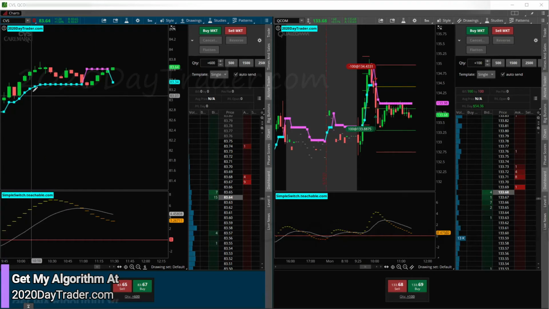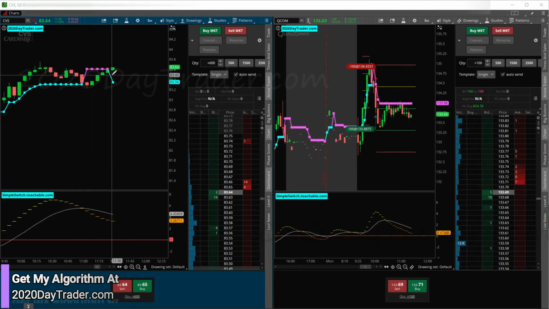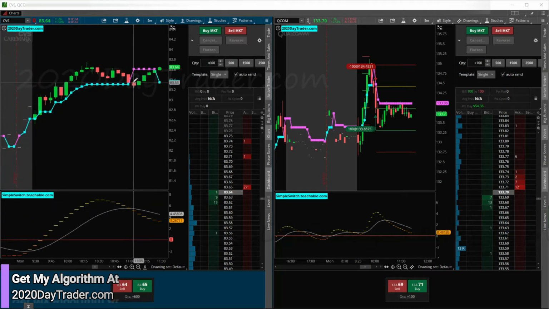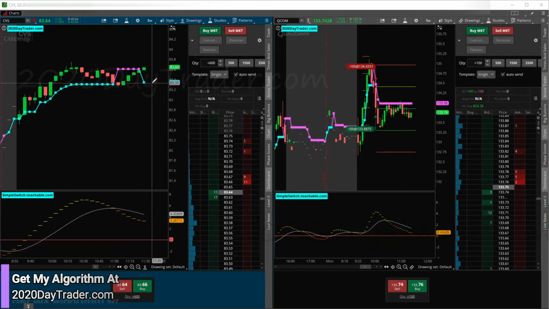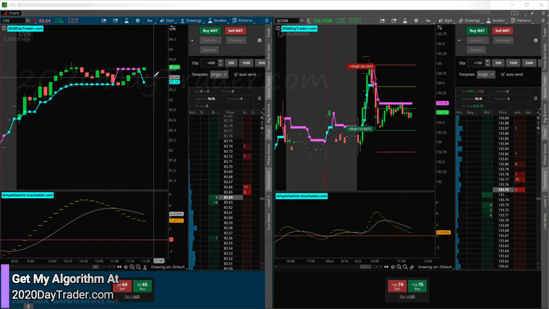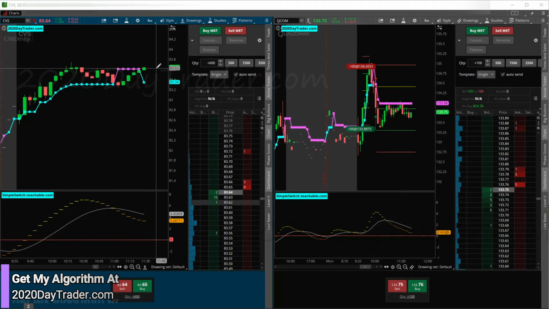Hopefully it will. All right, we got CVS here switching. So we're going to jump into this alongside. We trade CVS on the switchback or the simple switch strategy to the short side only. So here's CVS switching. So we have 83.33, 60, so roughly 30 cents.